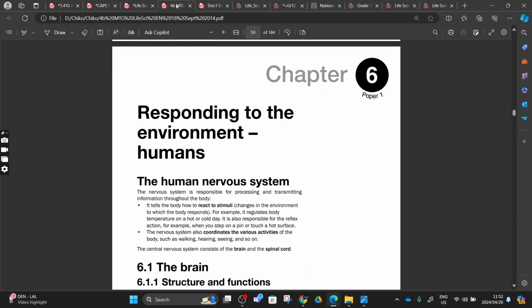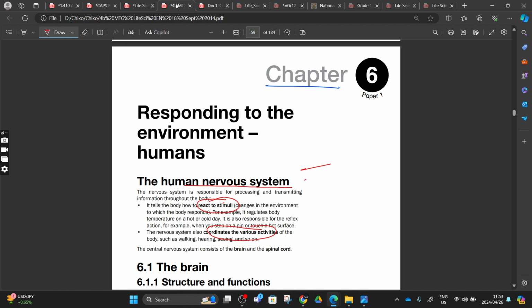Today we'll be dealing with exercises, and that was the revision. The revision here is chapter 6. In chapter 6 we learned about responding to the environment by humans. We need this human nervous system so that we'll be able to react to the stimuli, so that we are able to coordinate the various activities.